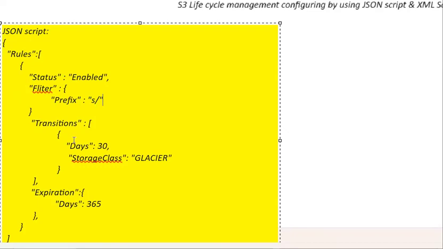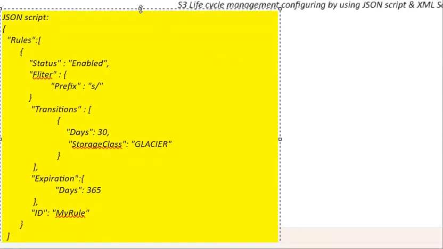And at last, you also need to write an ID. So what does this ID indicate, sir? ID indicates the name of your rule. So let's say I want to put my rule 1 as the name. Like this, that's it. You just need to write it in this way. It's very easy to write your JSON script lifecycle management policy for your S3.